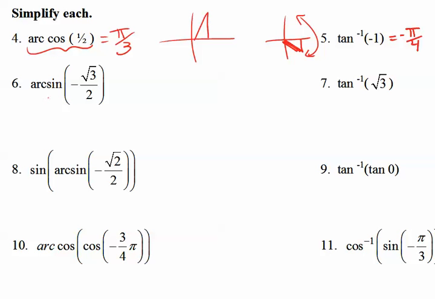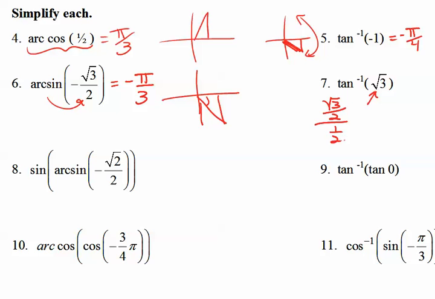pi over 2. So arc sine, what angle has a sine that is negative square root of 3 over 2? That's our tall triangle in quadrant 4, so we want to stick with negative pi over 3 to be within our restriction. And inverse tangent, remember that these come from the 1/2s canceling out.